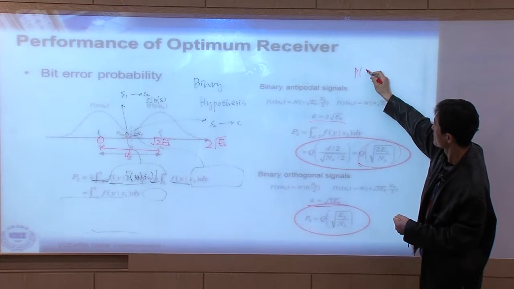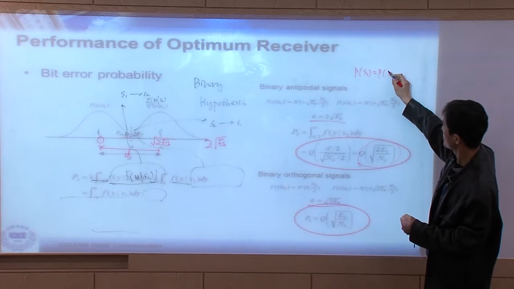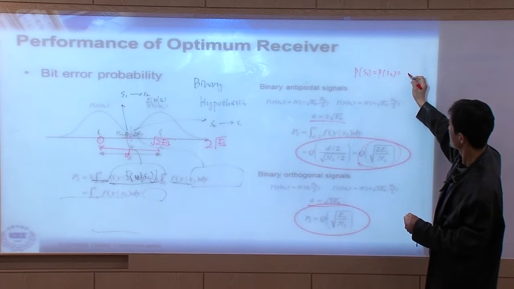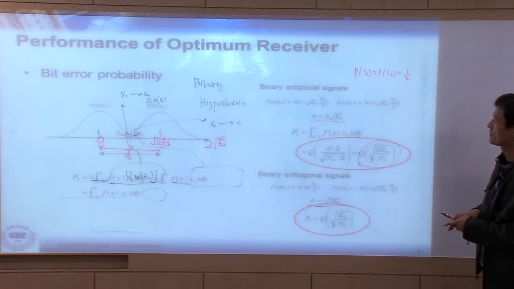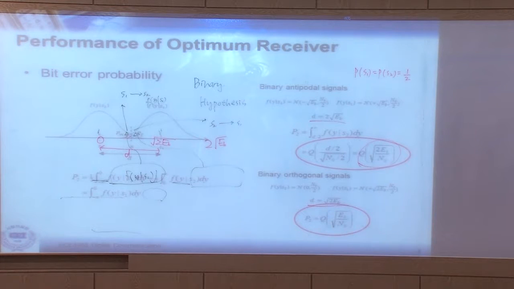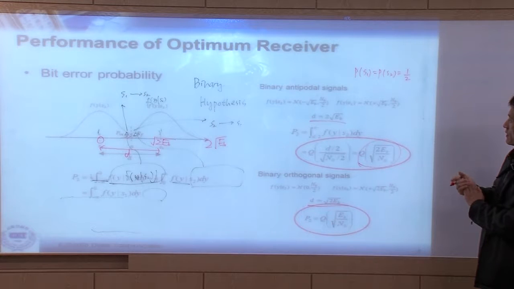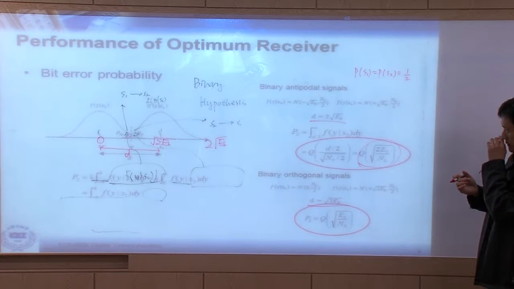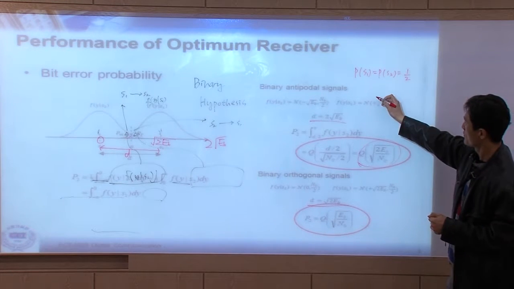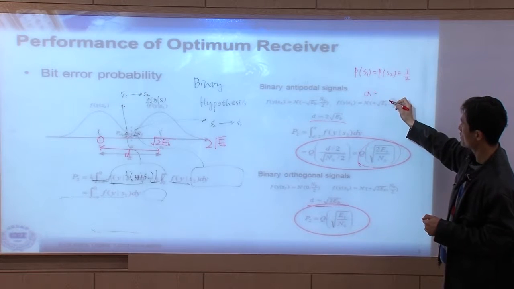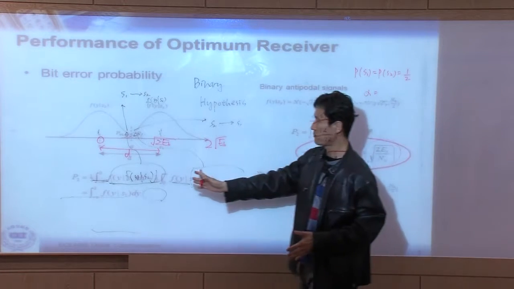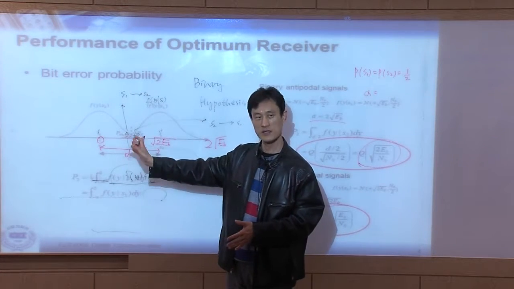So how to get that? This is a simple example. The assumption is that we're going to make these two the same, as a half. S1 and S2 are transmitted with equal probability. In that case, your optimum threshold is going to be the middle point. Exactly the middle point, right?